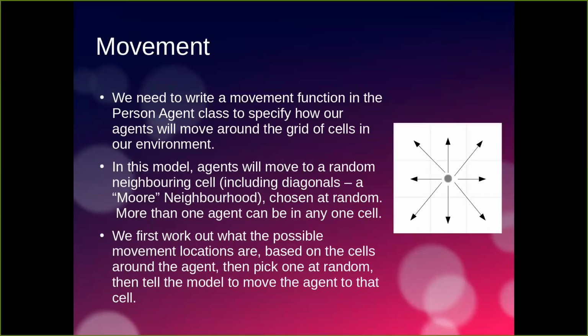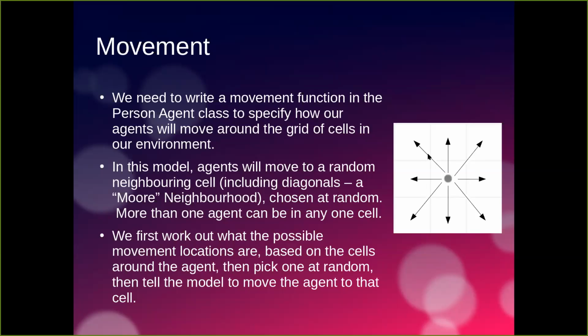So what we're going to do in this model, we're just going to have our agents moving to a random neighboring cell. We could put in something far more detailed about how and when certain agents would move, but just for this, we're going to assume they just move to one of the random neighboring cells. And we're going to include diagonals. That's known as the Moore neighborhood when we're looking at a grid. So they've basically got 8 options. If they decide to move, they're going to move in one of these 8 directions. We're going to choose one of those at random.